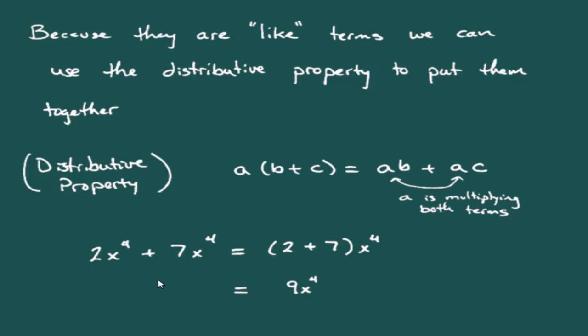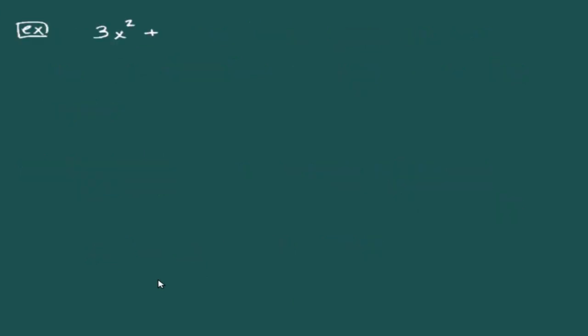So some examples of those: if I had 3x squared plus 4x squared, well, the x squared, the powers match, so they're multiplying the same thing. I can just factor out that x squared, so that's going to be the same thing by the distributive property as 3 plus 4 times x squared. The 3 plus 4 gives me 7x squared.